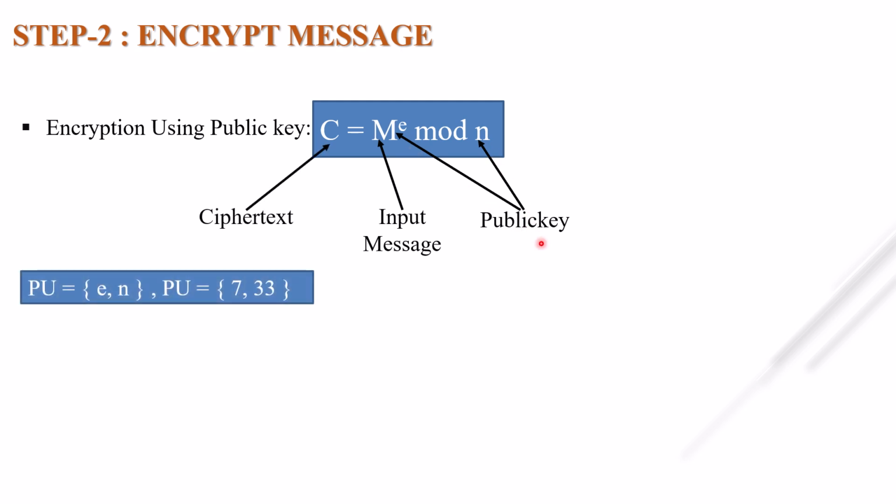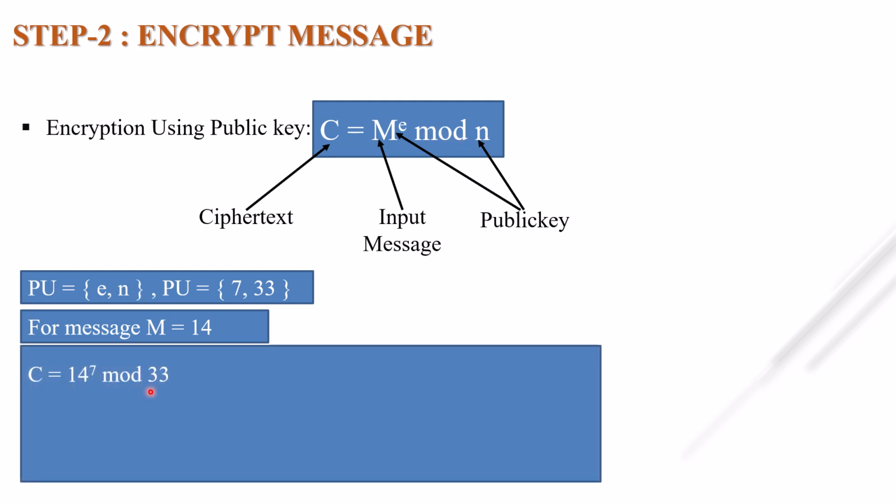Suppose m is equal to 14. In RSA algorithm, I already told you that encryption will be done with the help of public key. You can see 7 and 33. With the help of 7 and 33, we will encrypt the message. Suppose m is equal to 14, then c is equal to 14 raised to 7 mod 33.